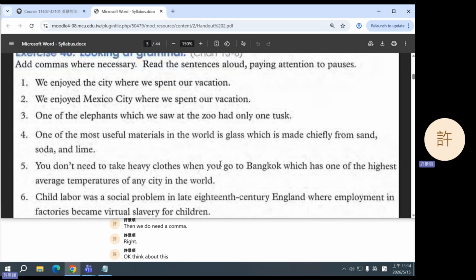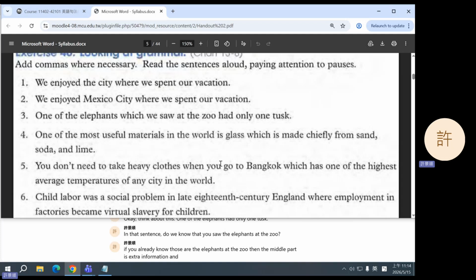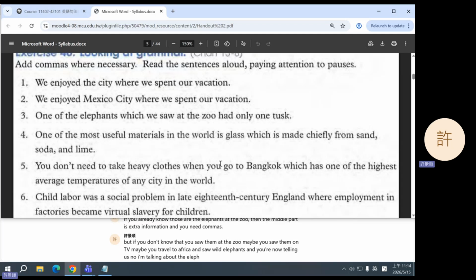Okay, think about this. One of the elephants had only one tusk. In that sentence, do we know that you saw the elephants at the zoo? If you already know those are the elephants at the zoo, then the middle part is extra information and you need commas. But if you don't know that you saw them at the zoo, maybe you saw them on TV, maybe you traveled to Africa and saw wild elephants, and you're now telling us, no, I'm talking about the elephants at the zoo, then you do not need commas. Okay? Okay, good. You want to try number 4?